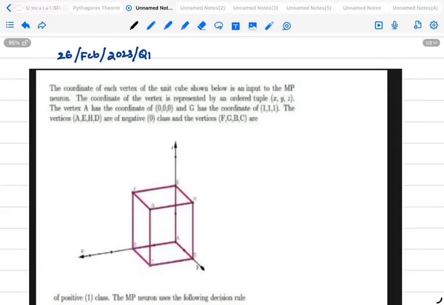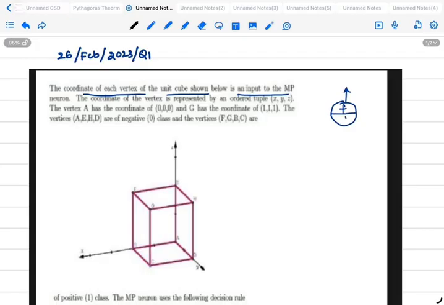Okay, the coordinates of each vertex of a unit cube are given below. This is a unit cube, shown in the figure, and it is the input to an MP neuron. So an MP neuron is like this.